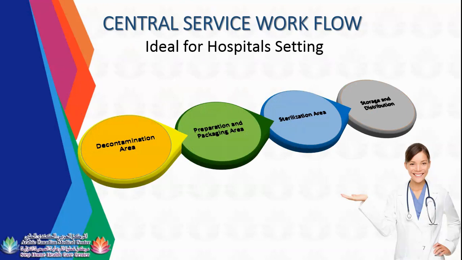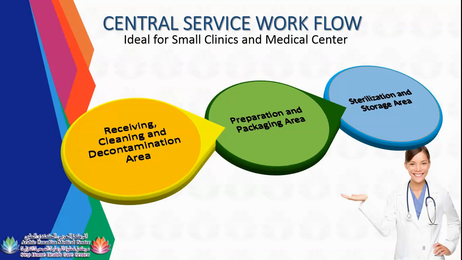This is the ideal for small clinics and medical centers. Actually, there are three areas in medical centers and clinics. They merge the receiving, cleaning and decontamination area, then preparation and packaging, and then the sterile storage area. Here in the UAE, in most medical centers and clinics, we have two areas or two rooms. Sometimes we merge the receiving, cleaning, and decontamination area with the preparation and packaging area, or the preparation and packaging area with the sterilization and storage area.